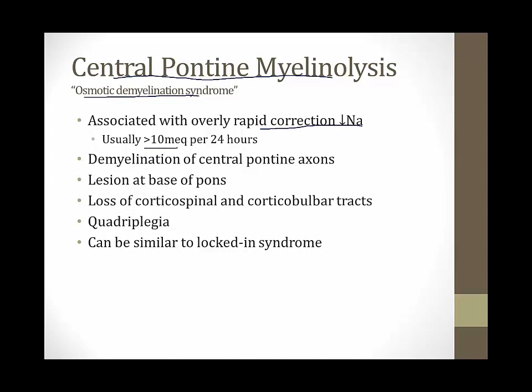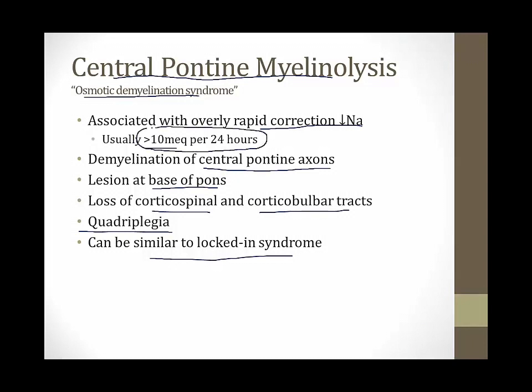24 hours. Through a poorly understood mechanism, if you raise the sodium too quickly, it leads to demyelination of central pontine axons. This causes a lesion at the base of the pons, and patients lose their corticospinal and corticobulbar tracts, which are the major motor tracts in the pons. This leads to a quadriplegia that can be similar to the locked-in syndrome, and it can lead to death. And for this reason, in clinical practice, when you are treating a patient with marked hyponatremia, you carefully monitor the serum sodium level and don't let it go up more than 10 milliequivalents per 24 hours.